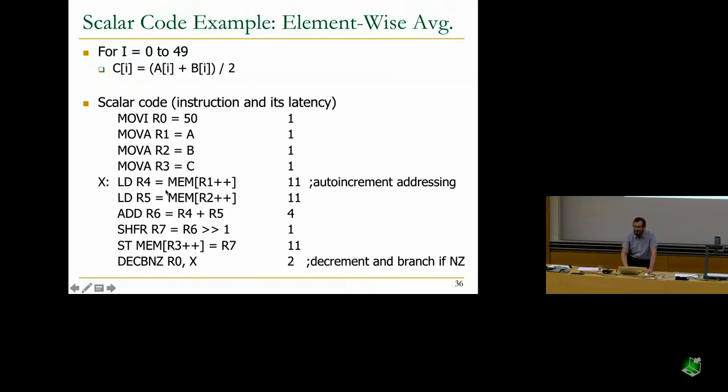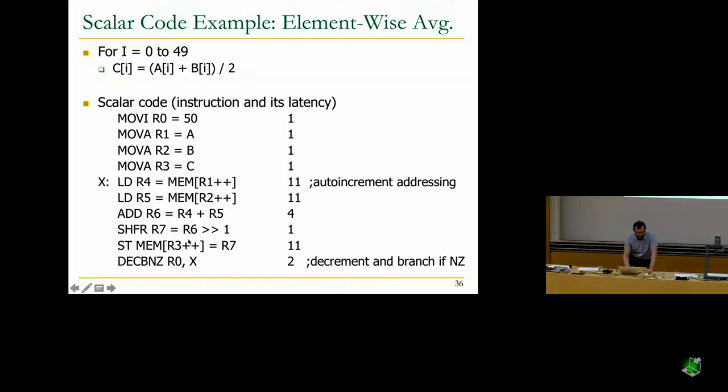So I'm optimizing the single-threaded scalar code also. The next instruction loads one element of vector A. The next instruction does the same thing for vector B, loading that element. Then you add those elements. Then you divide by 2, which is shifting the result by 1. Then you store the result into the corresponding location specified by the address of vector C. So this is the code for one element.